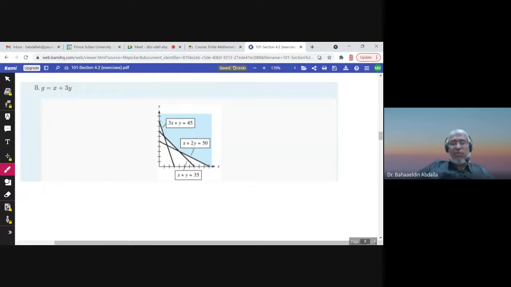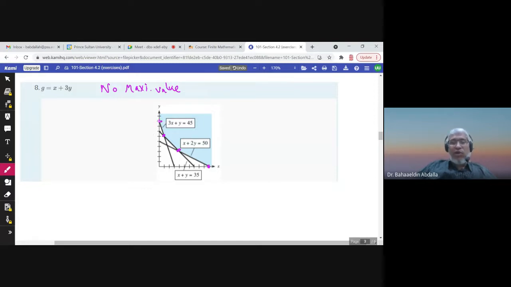Another question. Well, to find the coordinates of this point, I don't need it. I need the corner points. This is a corner point, this is a corner point, this is a corner point, and this is a corner point. So 4 corner points for the blue region, and it's an unbounded region. So there is no maximum value, but there will be a minimum at one of these corner points.